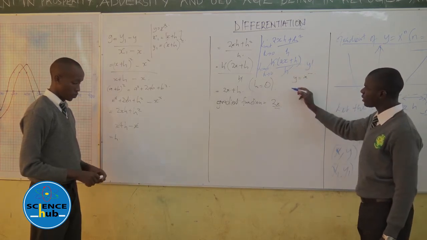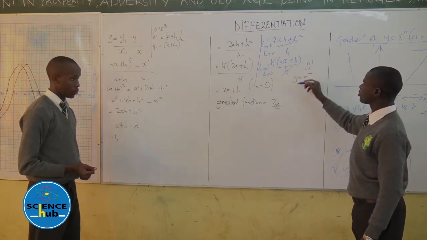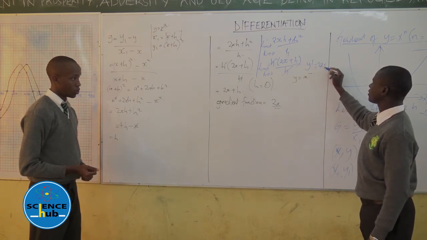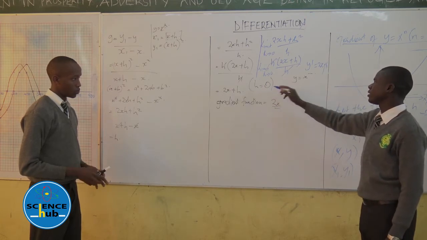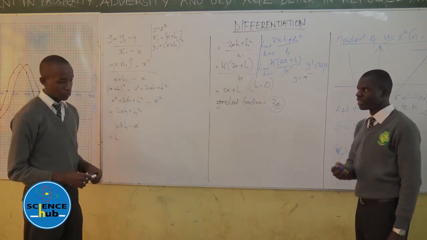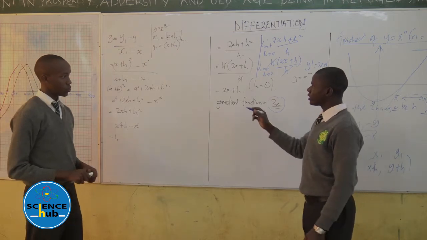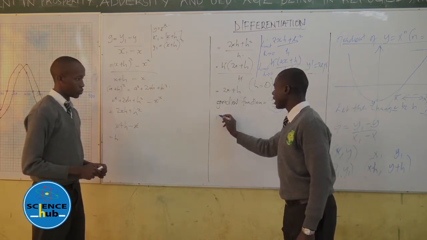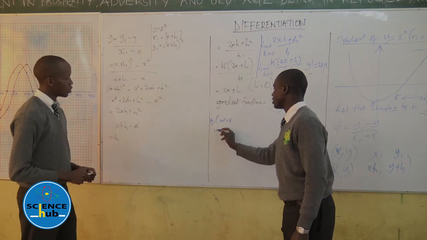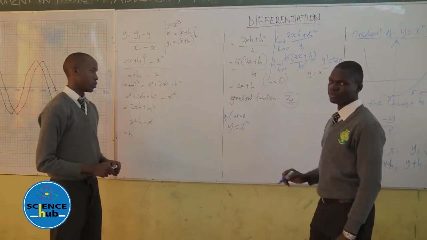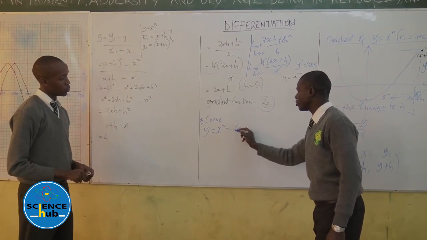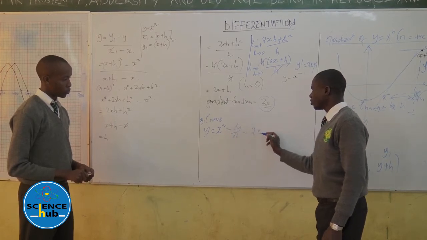The gradient function is also written as y raised to 1, or like this. y is equal to 2x plus h, as my friend has now gotten it here. But h is 0, giving us the gradient to be 2x. That simply means that if we take the equation of a curve, like what my friend has got here, y equals x squared, it has now given us dy over dx, which is 2x. What does that simply mean?